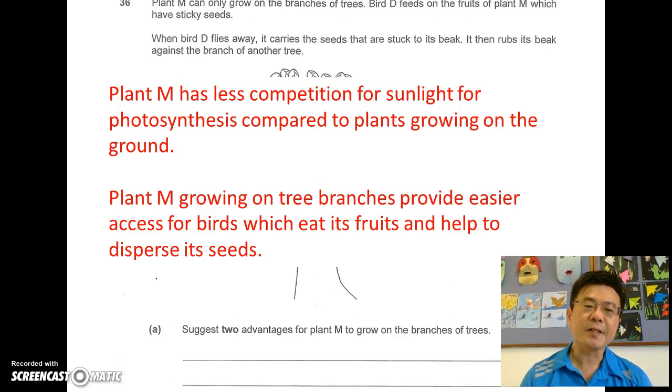Second advantage, plant M growing on tree branches provides easier access for birds which eat its fruits and help disperse its seeds. As birds will be flying to the tree branches, they will be able to help to disperse the fruits of plant M, and this will help it to survive better and ensure the continuity of its kind.